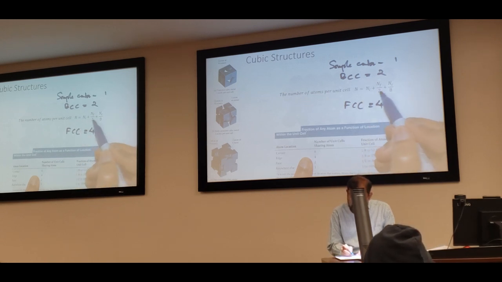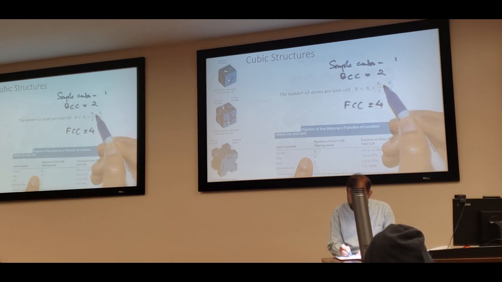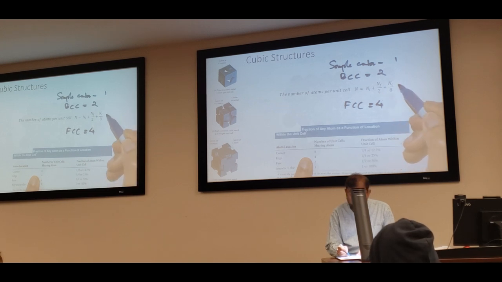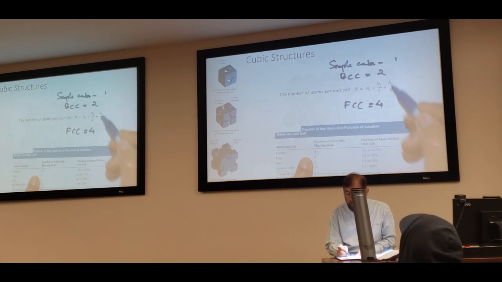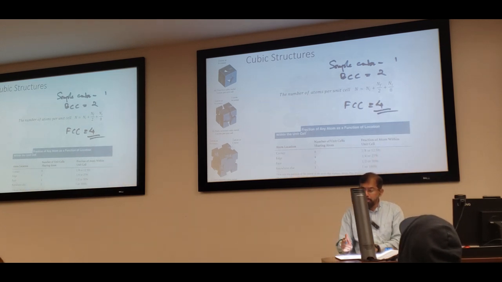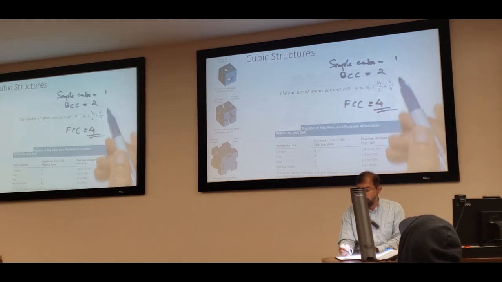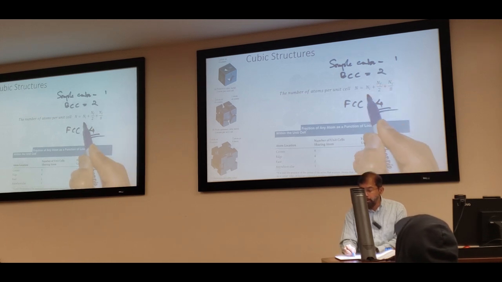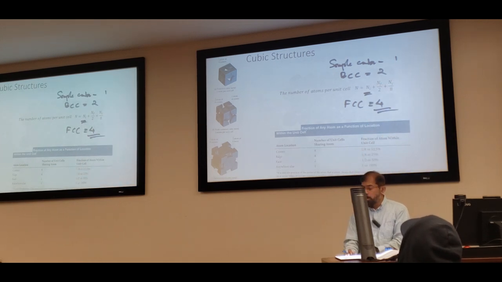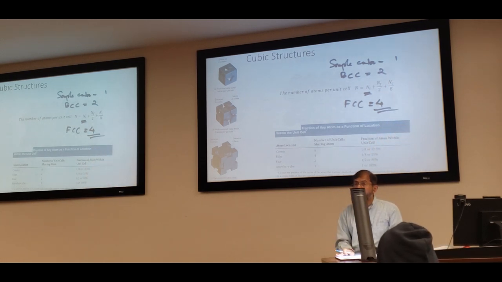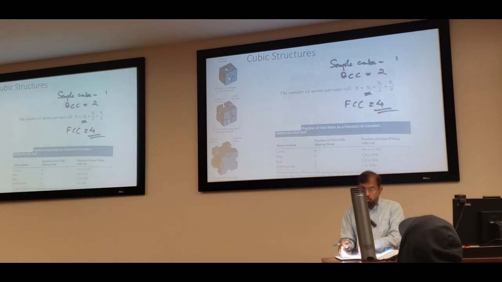So that is FCC: interior atoms, 0. How many face-centered atoms? 6. 6 over 2 is equal to 3. And how many corner atoms? 8. 8 over 8, 1. So total is 4. For BCC, you know that all the corner atoms constitute 1. That is Nc over 8 is 1. And Ni is equal to 1. And for the simple cube, there are only Nc over 8, 8 over 8. That is 1.